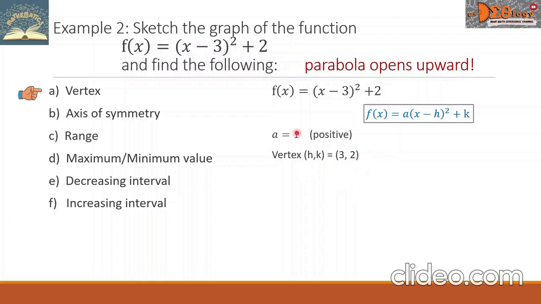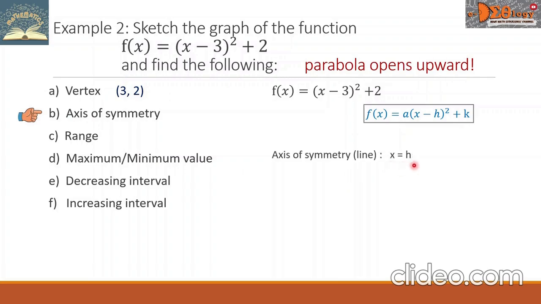Let's copy this answer opposite the vertex. Then we go to axis of symmetry. Axis of symmetry is a line, and the equation is x equals h. The value of our h here is 3. That means the answer is x equals 3. So we copy this answer in front of the axis of symmetry. Then we go to letter C.